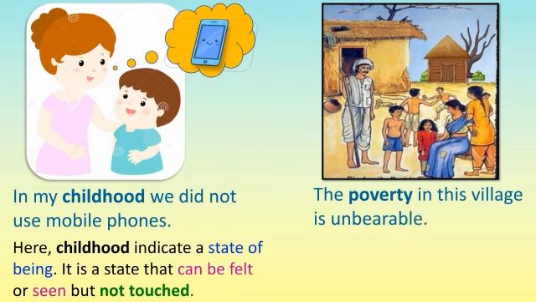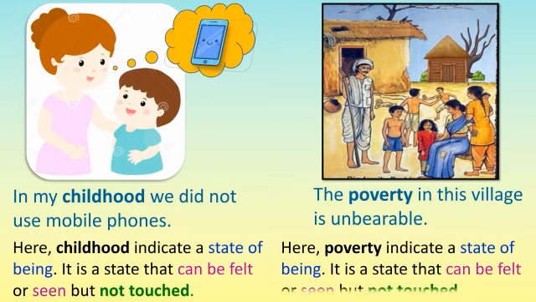The poverty in this village is unbearable. Here the abstract noun is poverty. Here, poverty indicates a state of being. It is a state that can be felt or seen, but not touched. So in these two sentences, childhood and poverty are abstract nouns.